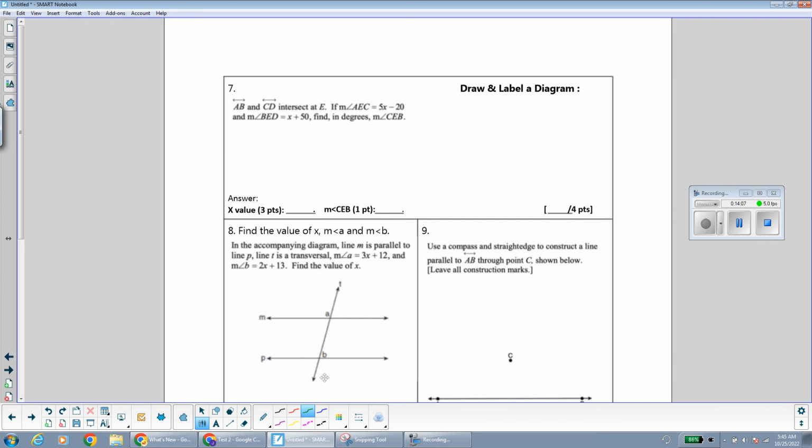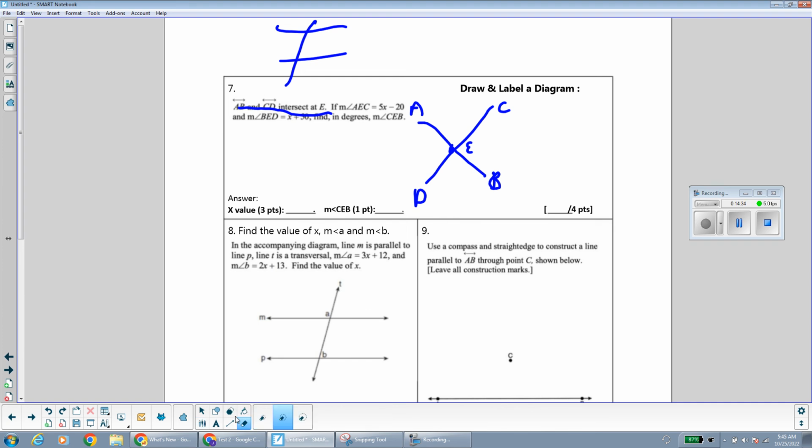Okay. AB and CD intersect at point E. So here's AB, here's CD, and here's the point where they intersect. A lot of people were drawing parallel lines cut by a transversal, but you only have 2 lines here. They didn't say anything about a transversal. This would require 3 lines, right? The 2 parallel lines and the transversal.